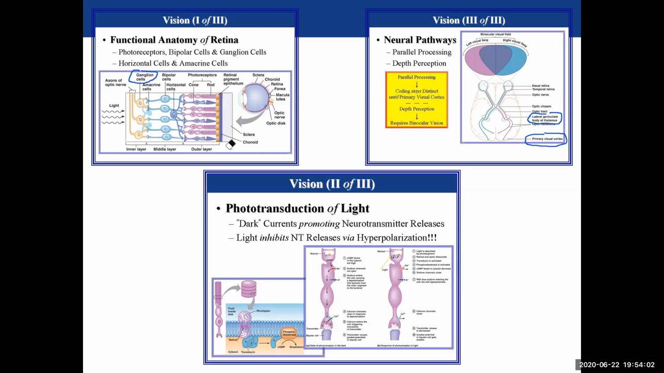So that's a summary of the pathway for visual perception. What I want to do now is the physiological component, which is very important, down here in this second panel: phototransduction of light. Let's focus on this picture. When there's no light, this is counterintuitive: in the dark, our photoreceptors are more active than in the presence of light.